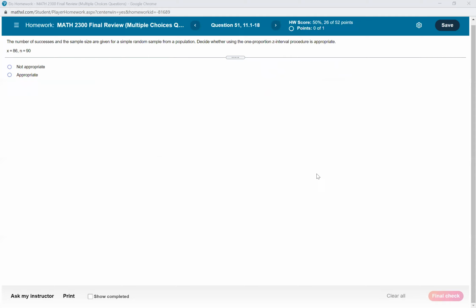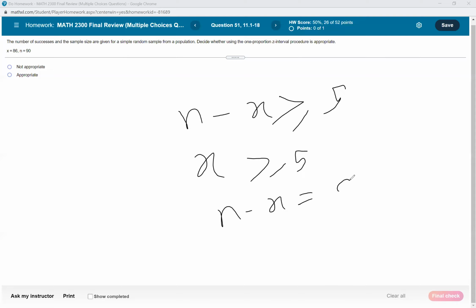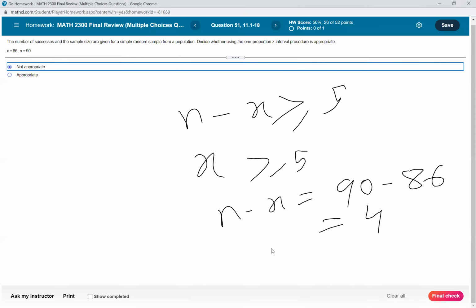Okay, so the number of successes and the sample size are given for a simple random sample from a population. Decide whether using the 1 proportion Z interval procedure is appropriate. To determine this, n minus x and x both should be greater than or equal to 5. Here n minus x is 90 minus 86, which is 4, which is not greater than or equal to 5, right? So this one is not appropriate.